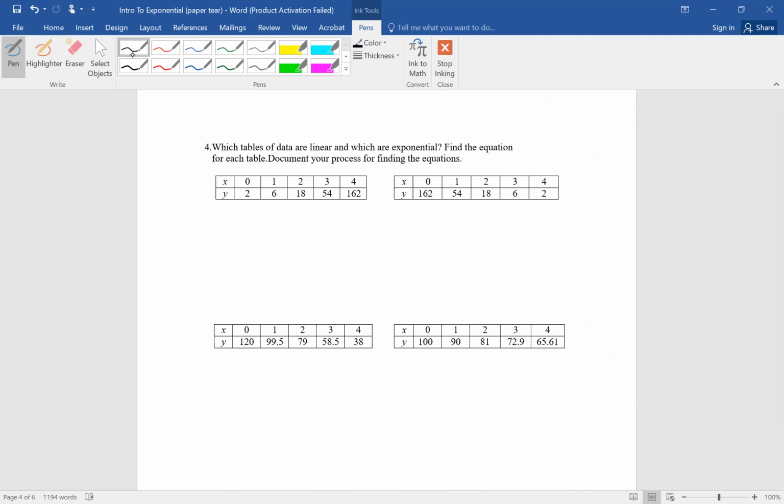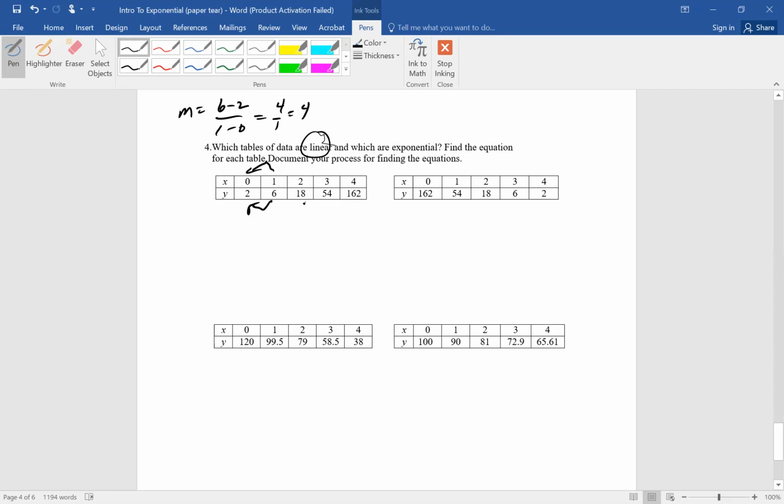So for this first one, in the table, I'm going to test to see if it's linear first. If it's linear, then I should have the same y2 minus y1 over x2 minus x1. So watch, I'm going to test the slope. 6 minus 2 over 1 minus 0. And in this case, that's going to be 4 over 1, or just 4.